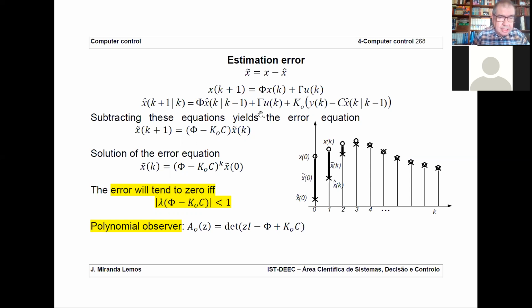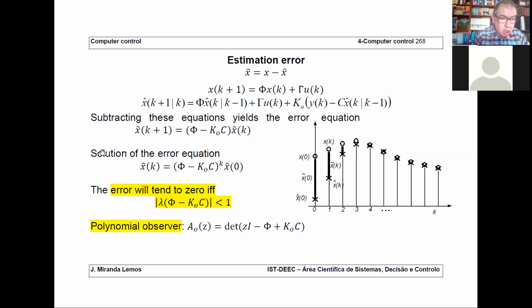When you study this slide, it's interesting that you do all these computations in detail, which is very simple. Now, you end up with this equation, which is x tilde of k plus 1 equals phi minus K naught c times x tilde.